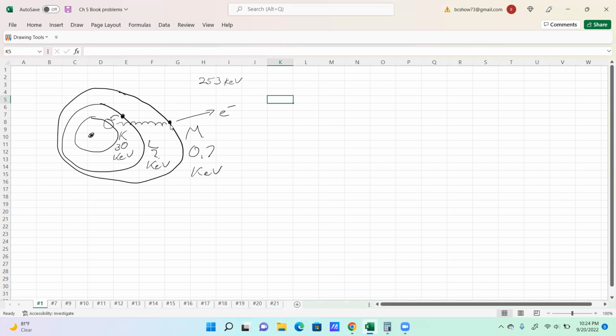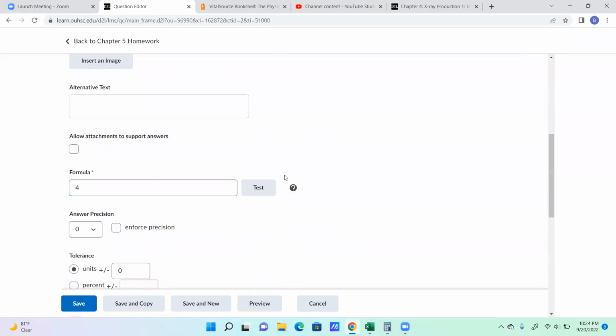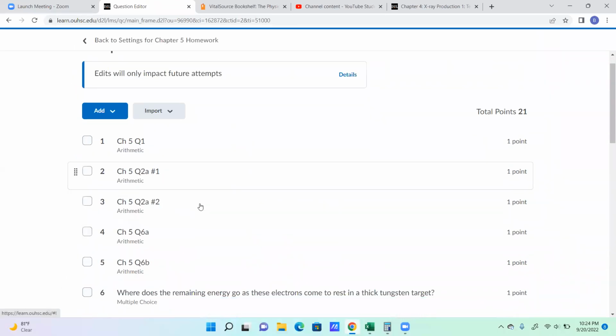Well, since that was 26, and we know that the K shell has a binding energy of 30, the question is, what is the binding energy here for this? And basically, it's going to be the difference between the 30 and the 26 that was delivered. So it's going to be 30 minus the 26, and that should give you an answer of 4. So let's check that out. Let's see if that's actually the case. And that's the case. So that's the imagery behind solving that particular problem.